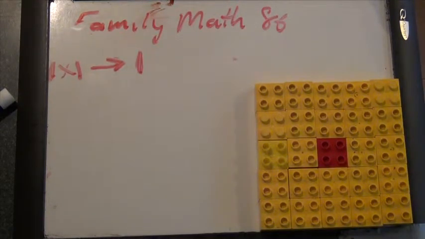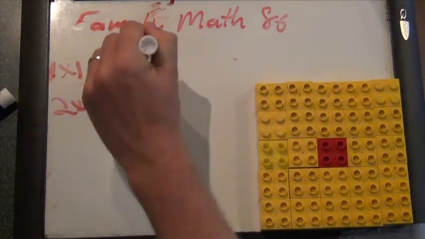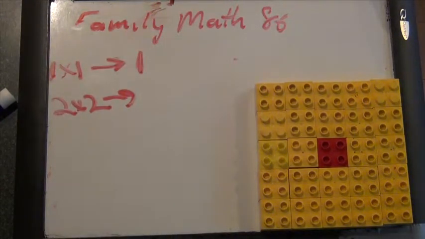What's next in our chart? 2 by 2s. See, now you guys started by saying, let's look at 3 by 3s, but the 1 by 1's easy. The 2 by 2, okay, how many 2 by 2s?